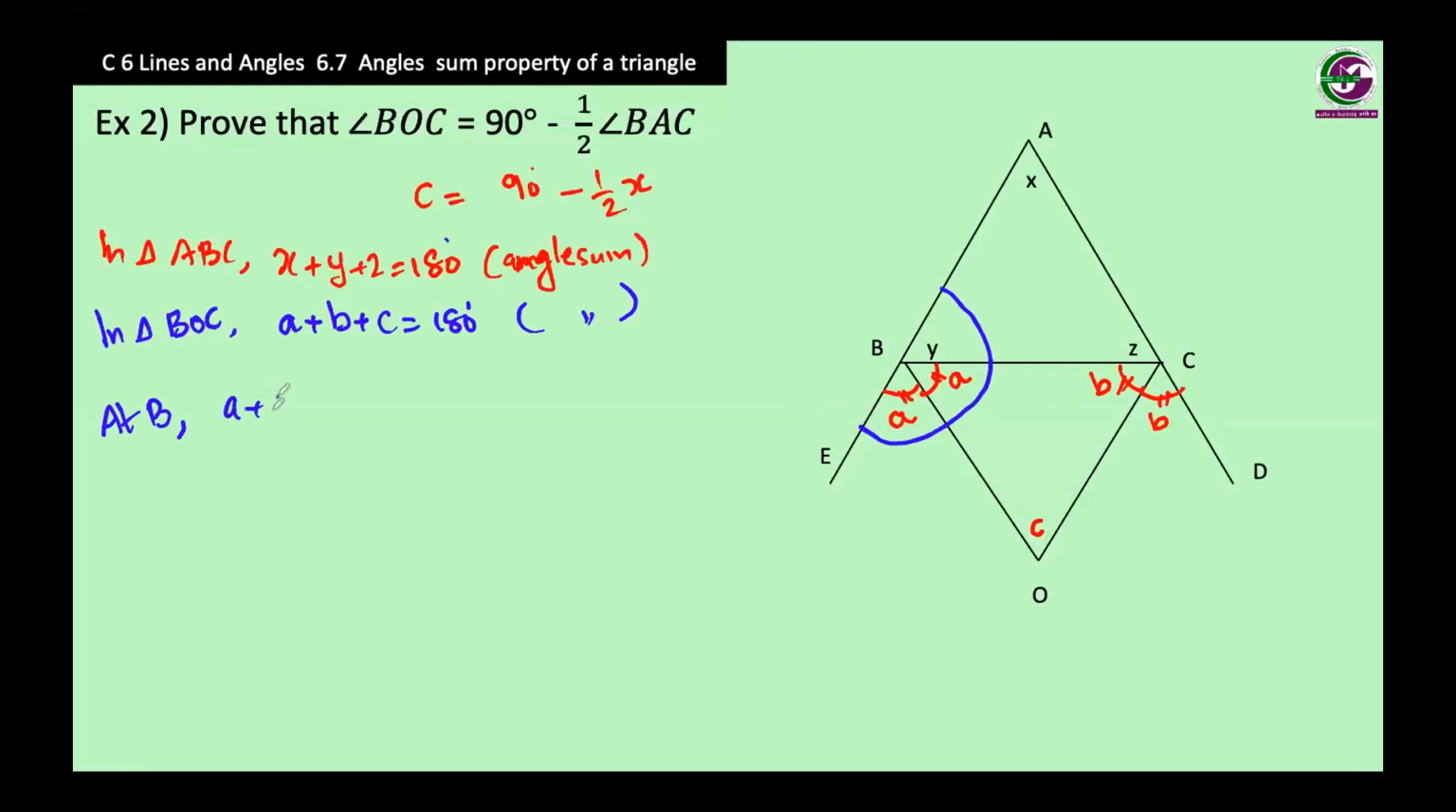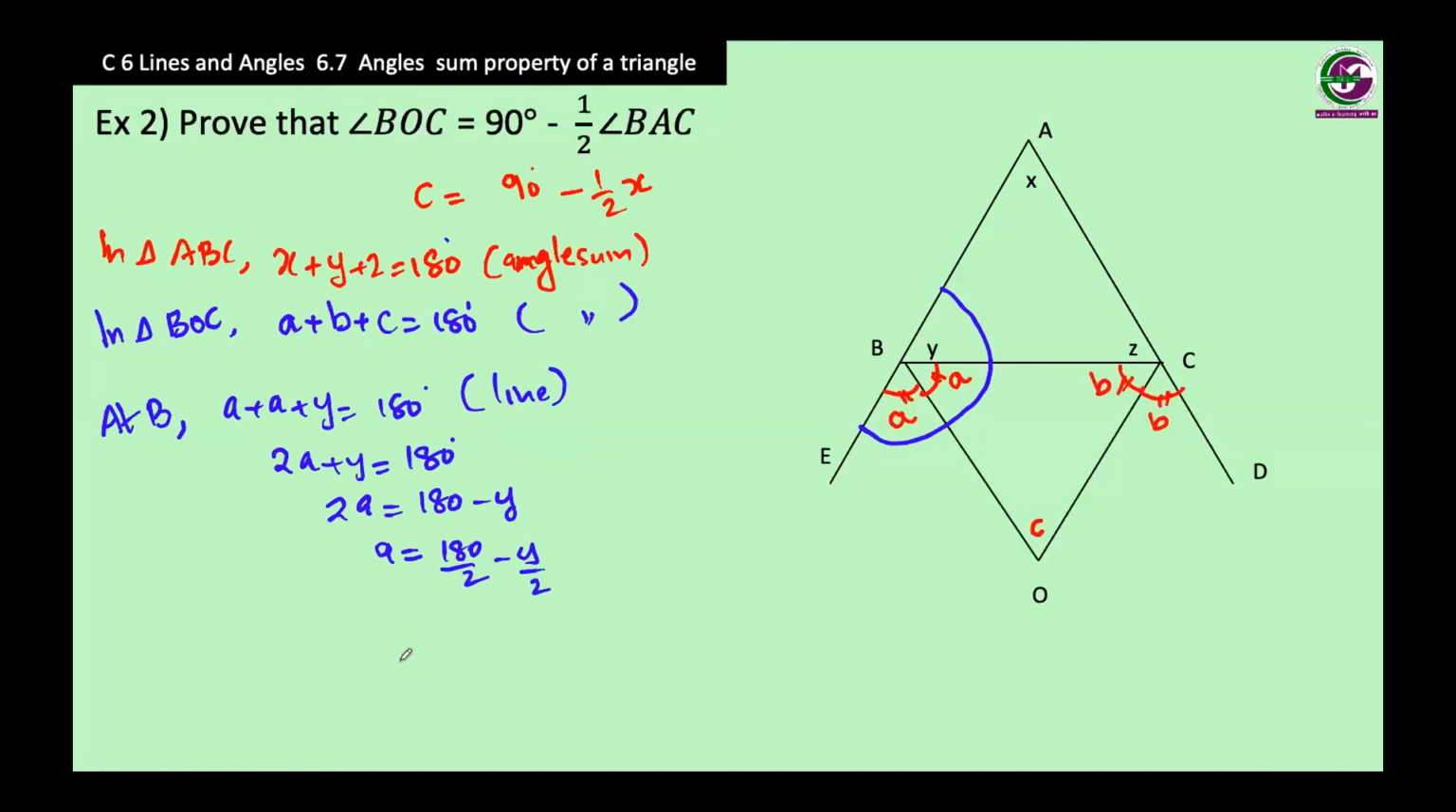So A plus Y is equal to 180 degree because it is forming a line. We can say that 2A plus Y is equal to 180 degree. But we need to know what is our A. So we can write 2A is equal to 180 minus Y, or A is equal to 180 divided by 2 and Y divided by 2. This is our A. Now again at the point C, we have the same rule, so we can continue.